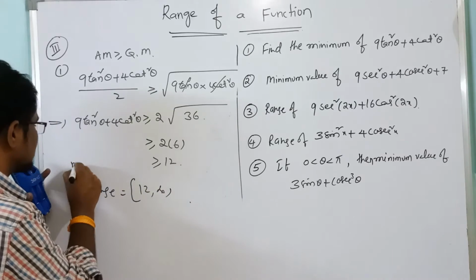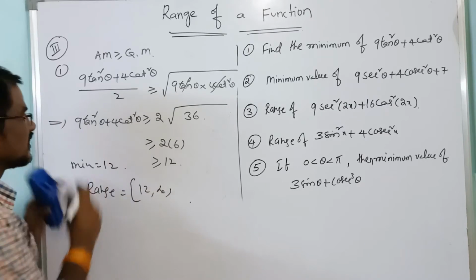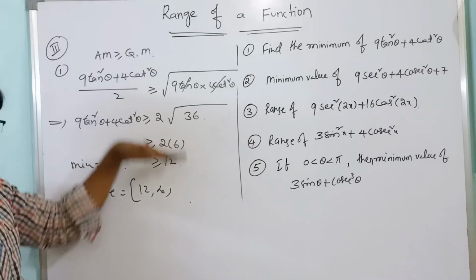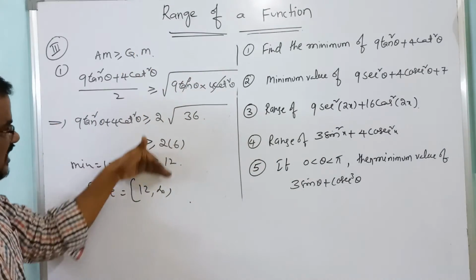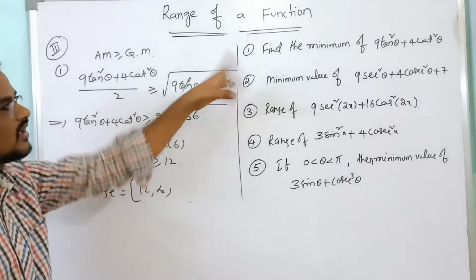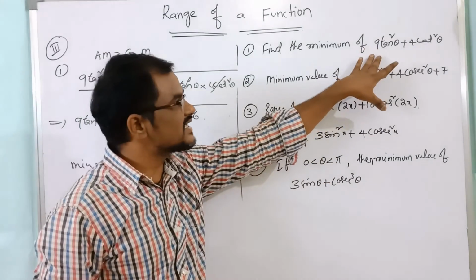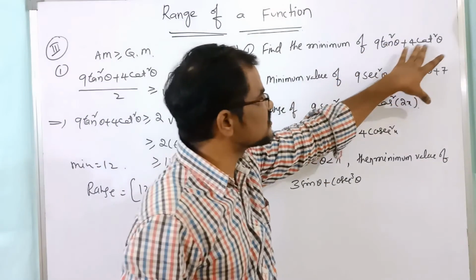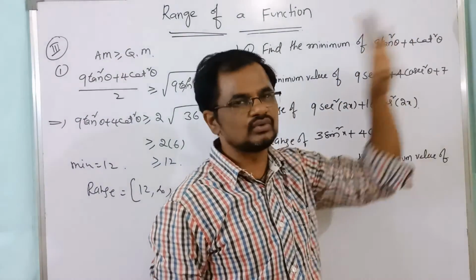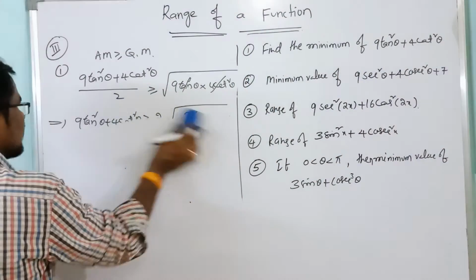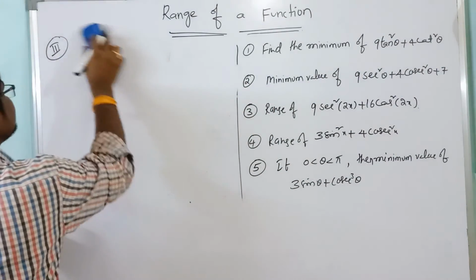Here minimum is asked, so the minimum is equal to 12. This concept you follow. Otherwise, by this procedure also you can find the minimum value of this function. Otherwise, a square tan square theta plus b square cot square theta is greater than or equal to 2ab, this also you can take.